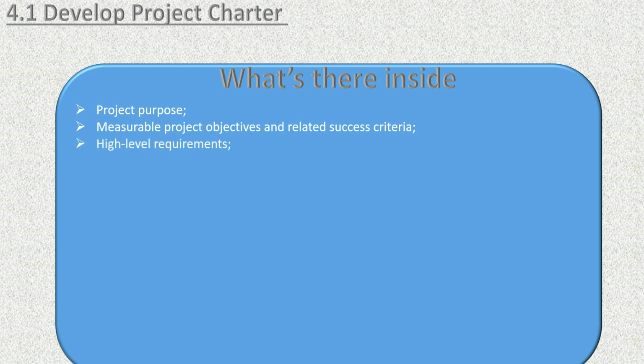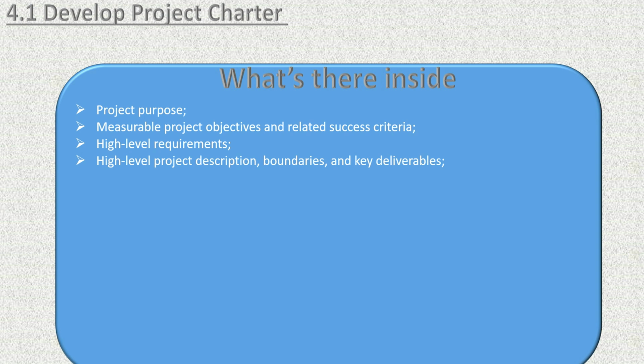High-level requirements. Yes, all the detailed requirements will not be available while you are developing the charter, but whatever high-level requirements you have on the basis of which you are going to initiate the project, those high-level requirements need to be mentioned in the project charter. Then comes high-level project description, boundaries, and key deliverables.